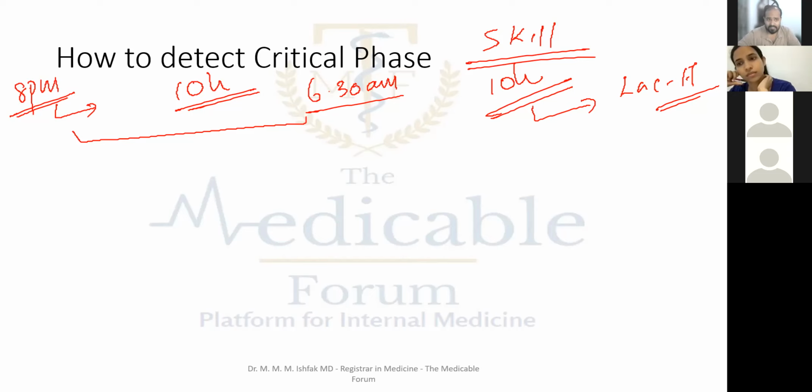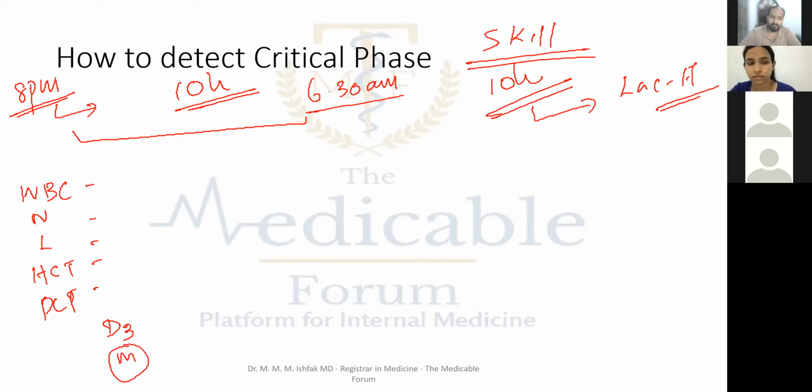Now let's say I'll just give you some examples of a full blood count, right? So you have the WBC, the neutrophil lymphocyte ratio, you have the hematocrit, and you have the platelets. Let's say this is day 3 morning. The patient comes with a count of 4,800, neutrophils 70, lymphocytes 30, hematocrit, let's say the baseline was around 35, platelets 152.